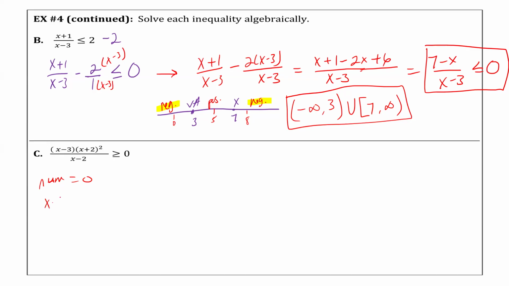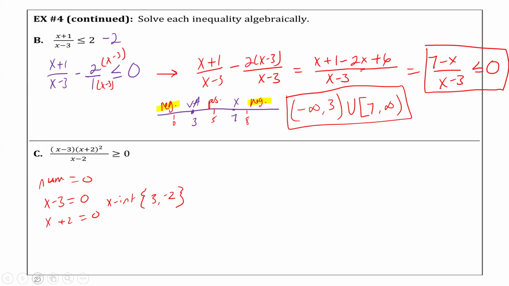So if we have x minus 3 equals 0, and we have x plus 2 equals 0, what are our x-intercepts? Our x-intercepts are at 3 and negative 2. That's my brace. I know, it's glorious. Yes, you set the numerator factors equal to 0.